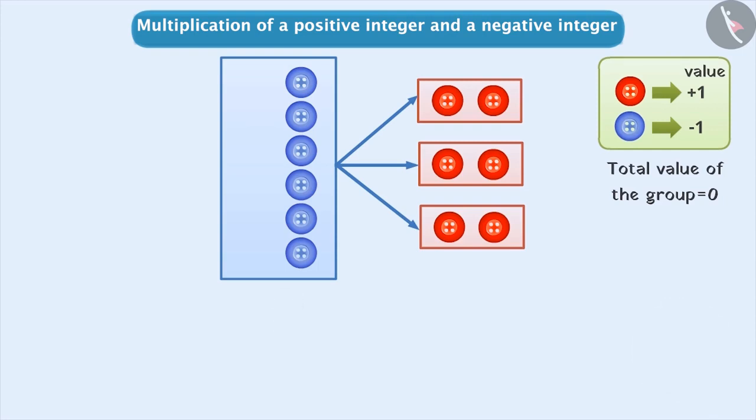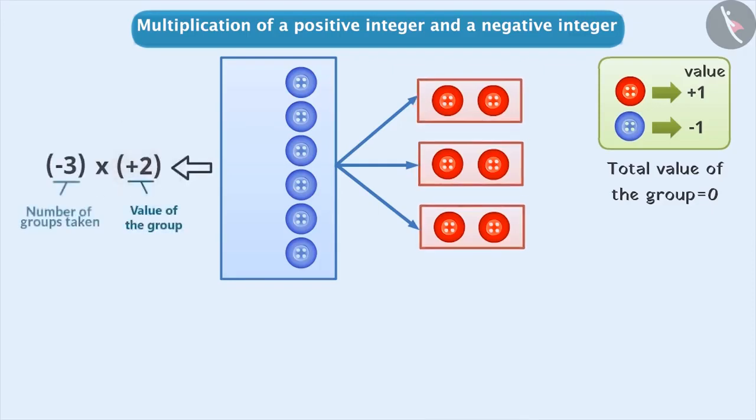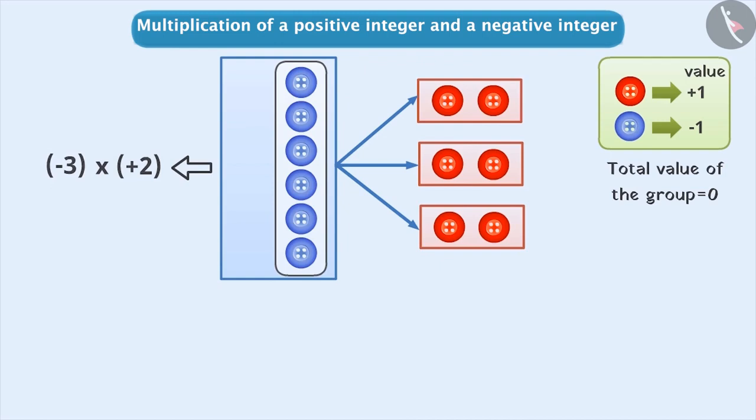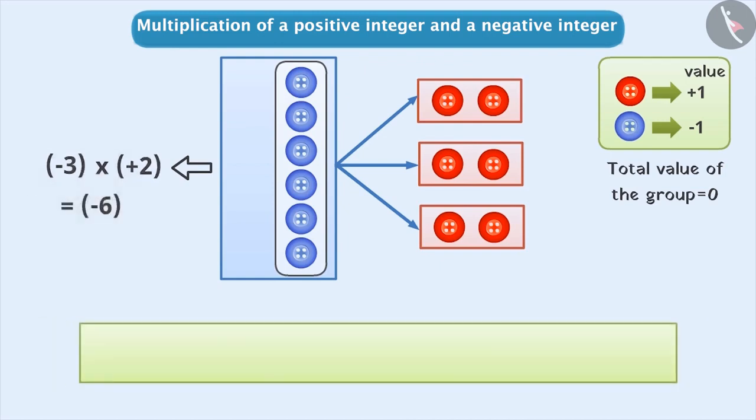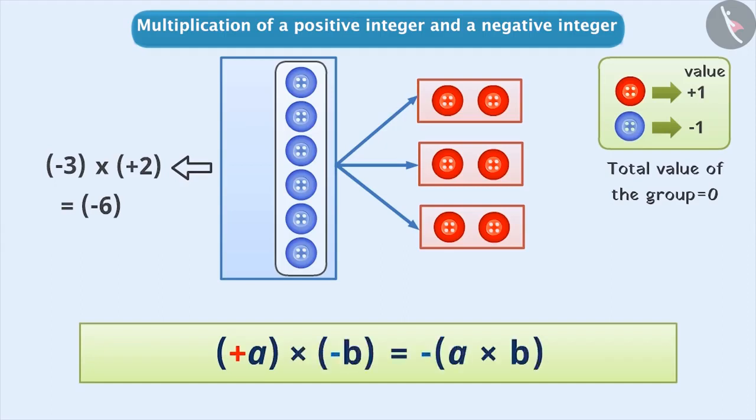You got it right. Since we are making a group of 2 red buttons, the second number will be positive 2. And since we are taking out 3 such groups, the first number will be minus 3. After taking them out, 6 blue buttons will remain. That is, minus 3 into plus 2 will be equal to minus 6.